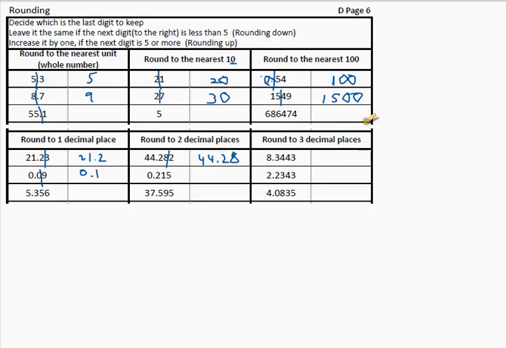Round to 3 decimal places. Decide which is the last digit you want to keep. We want to keep 3 numbers after the point, so draw your line there before I throw away that 3. Or you can think it changed to a 0 as it did with whole numbers. Will the 3 make the 1, whatever number it is before the line, will it make that 1 more? No, it won't. So it will stay 8.344.